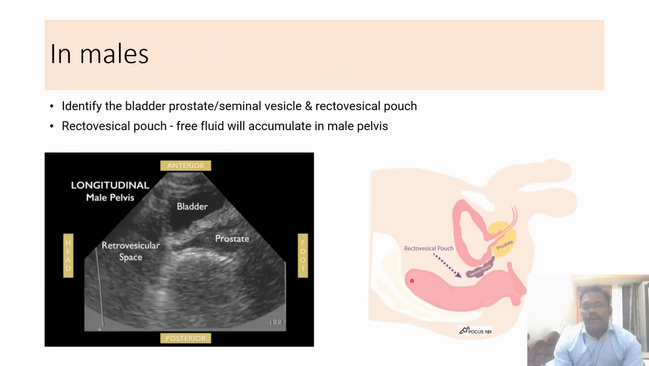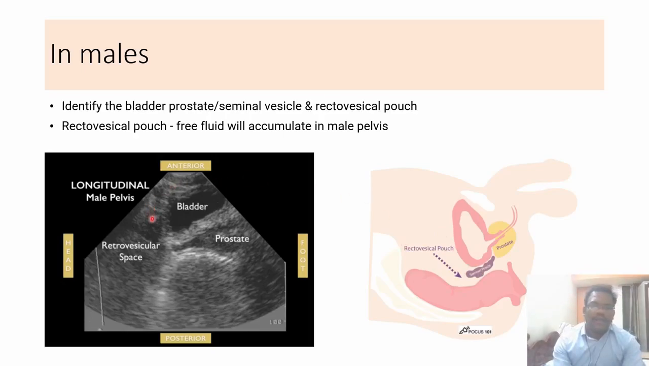So here we are going to see the male pelvis structures. The anteriormost structure is the urinary bladder, and you can see the prostate around the neck of the urinary bladder, and posterior to the bladder you can see the seminal vesicle and some part of prostate, and posterior to this you can see the rectum. The space between the bladder and the rectum is called rectovesical pouch or rectovesicular space.